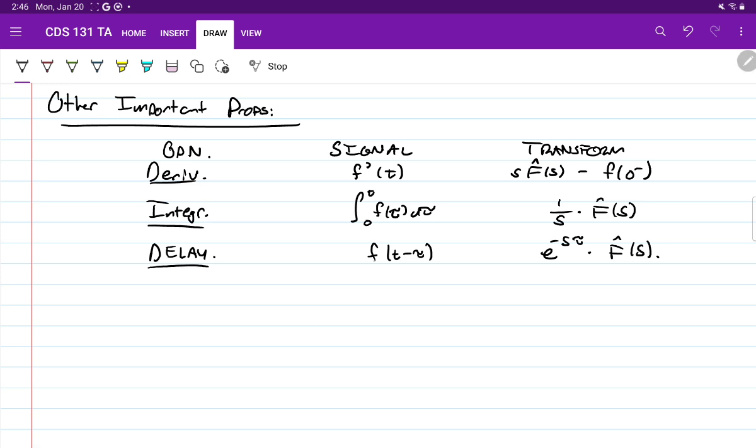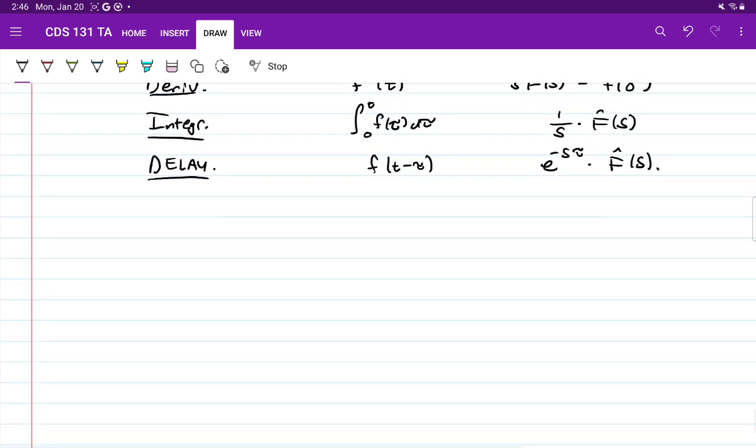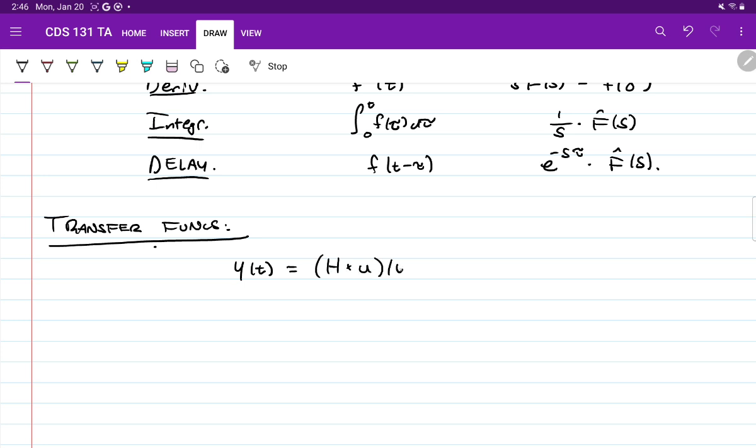Now that we've sketched out the very basic ideas of the Laplace transform, let's take a shot at actually applying this to I/O analysis. This takes us into a discussion of transfer functions. What we had just stated above is that y of t is equal to h convolved with u of t, where y represents the zero-state response, h represents the impulse response map, and u represents some admissible input signal.